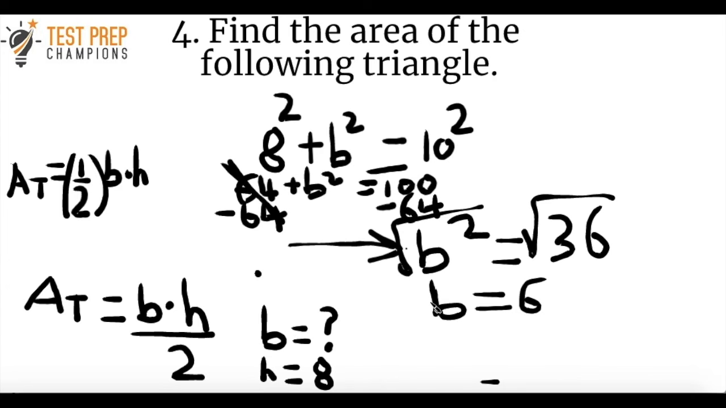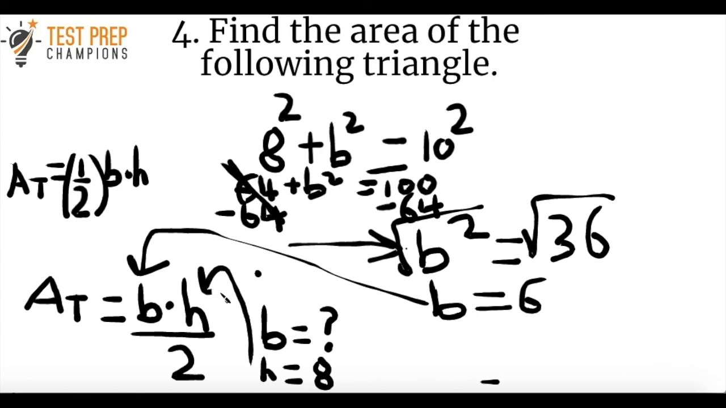So guess what we're going to do now? Well, we go back to our formula for the area, which is area equals b times h divided by 2. We now know what b is, so b is 6. And we already know what h is, so h is 8 here. So we're just going to substitute these numbers into our formula. We know that the area of the triangle, which is our AT, is equal to 6. And again, 6 is our b.